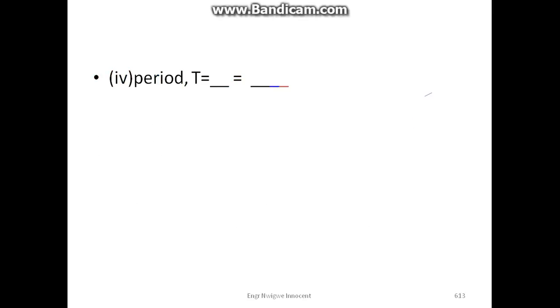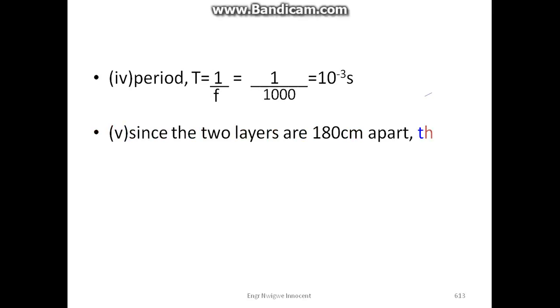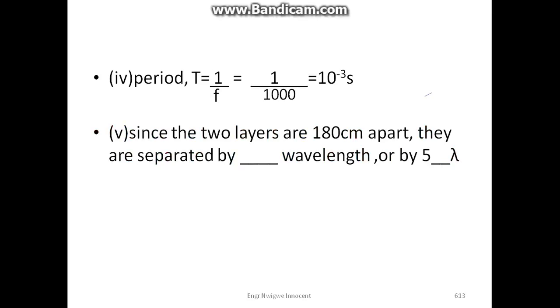(iv) Period T equals 1 over f, which equals 1 over 1000, which equals 10 raised to the power minus 3 seconds. (v) Since the two layers are 180 cm apart, they are separated by 180 over 34 wavelengths, or by 5 whole number 10 over 34 λ.